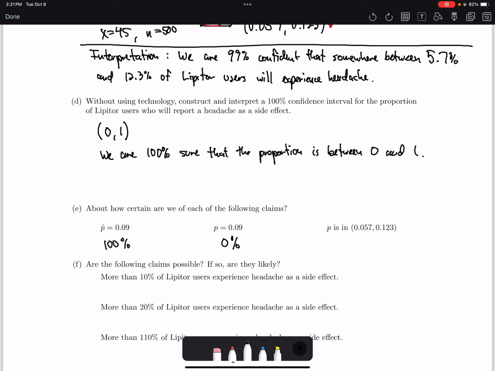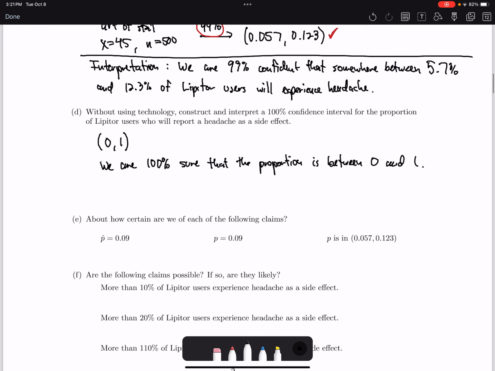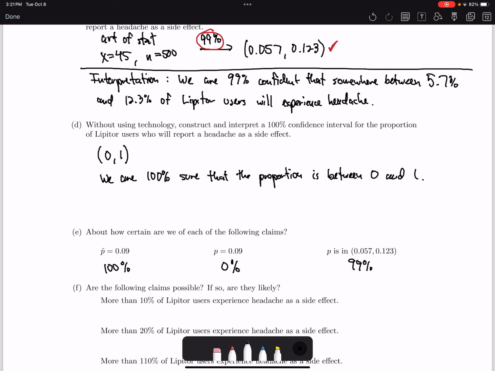We can, however, be 99% certain that the population proportion is between 0.057 and 0.123, because that's what we got for our 99% confidence interval in part C.